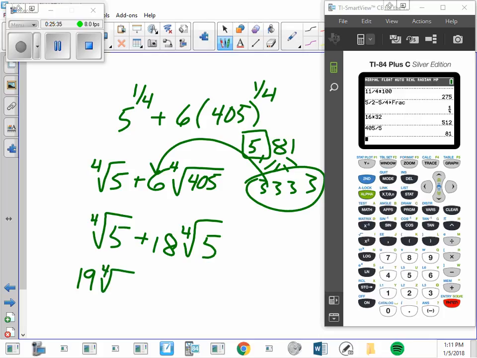19 times the 4th root of, is it 5 or 25? It's 5. Good. Because it's like 1x plus 18x is just 19x. If they're multiply problems, then you can change the exponents. If they're adding problems, we don't change the exponents.